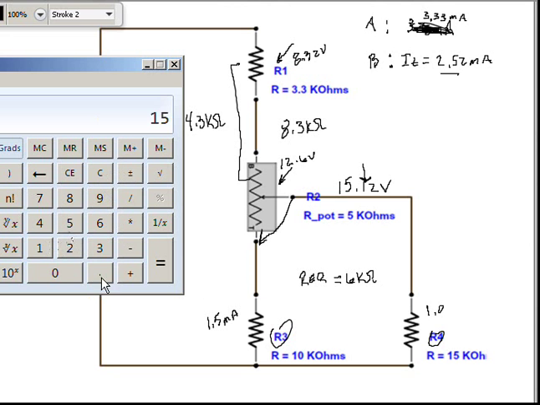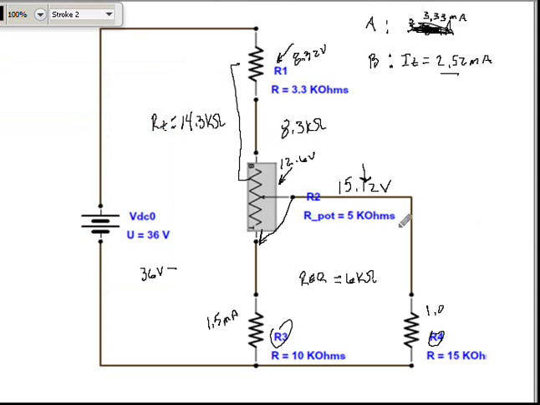So 15.12 divided by 15,000 equals about 1 milliamp. So that's how it works for setting on the side. You can get the idea from here.